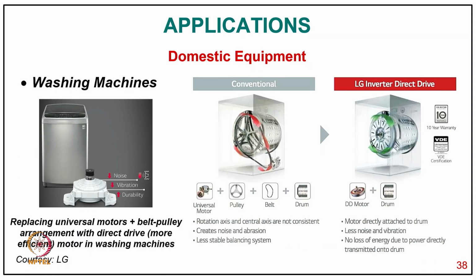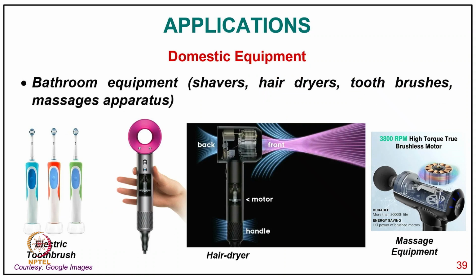And then typically the application replacing the universal motor belt pulley arrangement with a direct drive, more efficient motor in a washing machine. And typically here, as you can see how the universal motor operates and how this LG direct drive operates for this application, especially for washing machine. Then bathroom equipment like shaver, hair dryer, toothpaste, and massagers and other apparatuses.